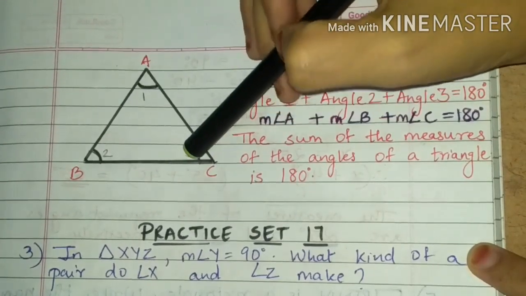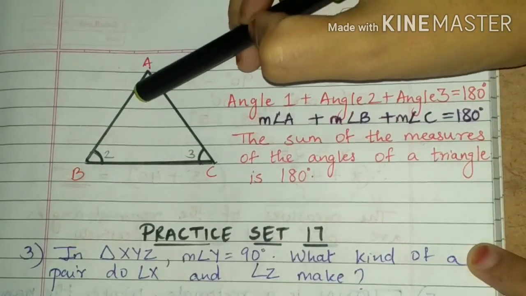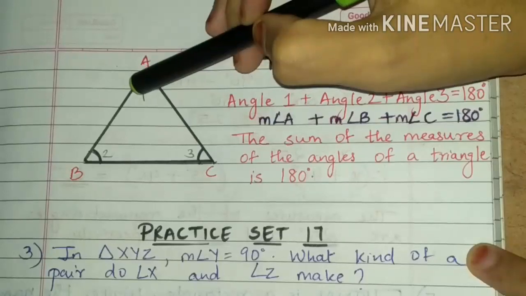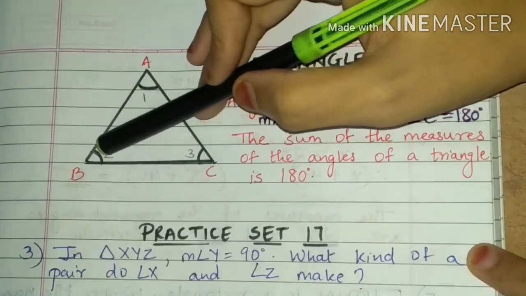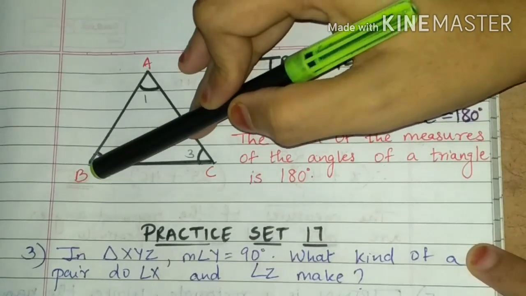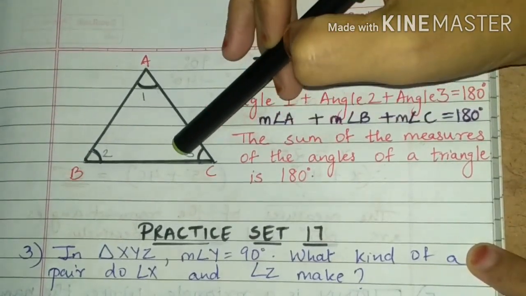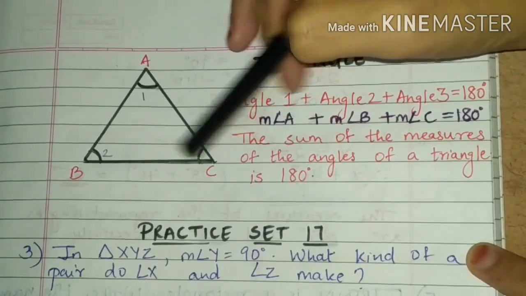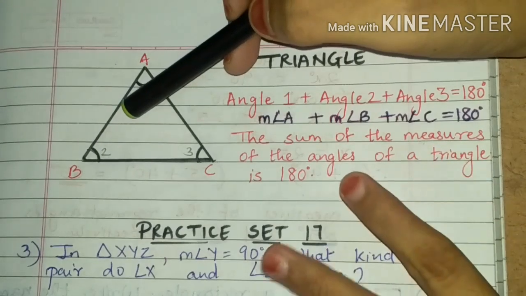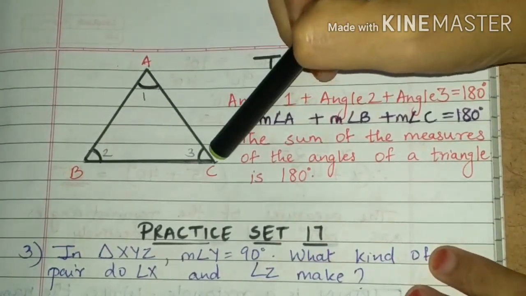How much will the third angle be? For example, see, if this angle is 60, and I'm telling you the second angle is also 60, then 60 plus 60 is how much? 120. So the third angle should also be 60. In that way, you have to calculate the measure of all the angles. If you know the measure of two angles, you can easily find the measure of the third angle.